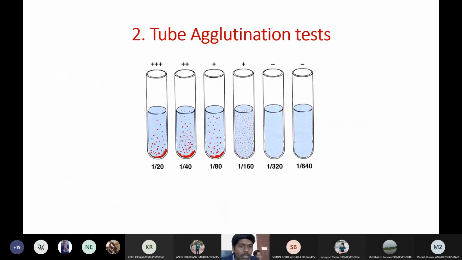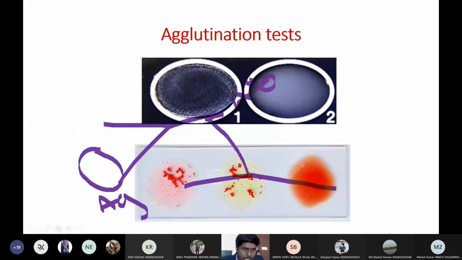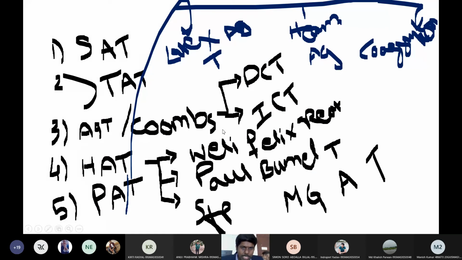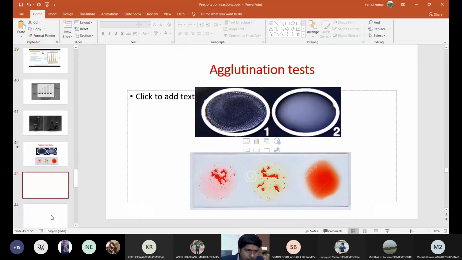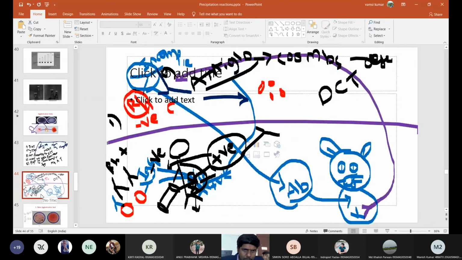Now let me discuss the indirect Coombs test. The indirect Coombs test is extremely important for blood transfusion. In the blood bank, the indirect Coombs test plays a vital role. Kindly pay utmost attention. Let me take a new slide.